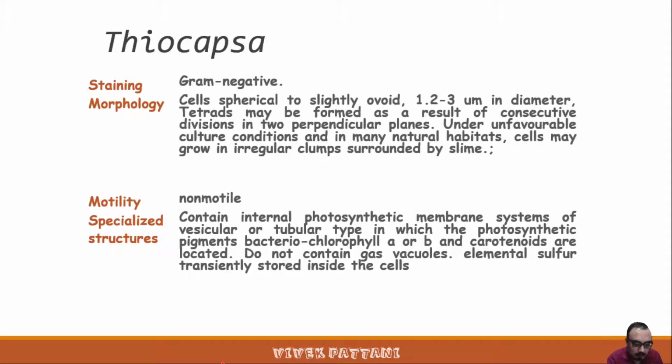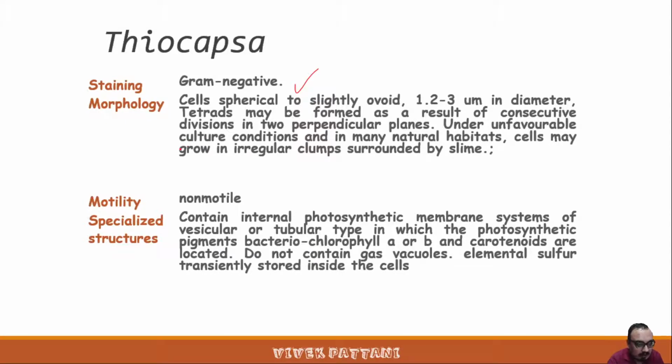Now I am going to discuss a bacterium which is Thiocapsa. Thiocapsa is gram negative, and the cells are spherical, 1.2 to 3 micrometer in diameter, and tetrads are also formed. They are non-motile and contain internal photosynthetic systems of vesicular or tubular type, in which the photosynthetic pigments bacteriochlorophyll A or B and carotenoids are located.